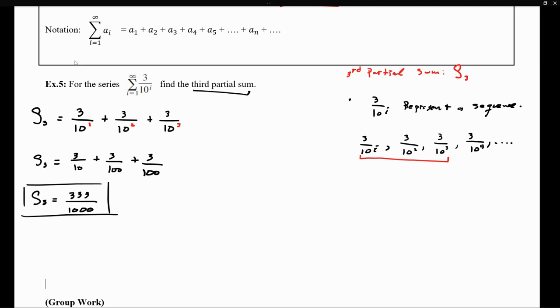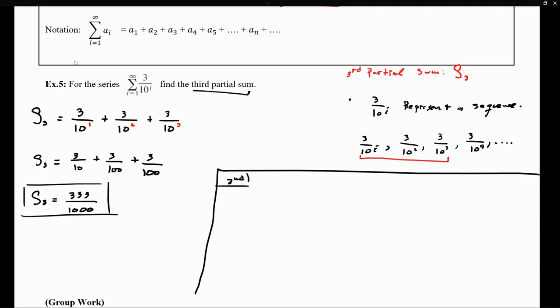Now, this is going to be our conclusion. Another way of seeing it is, given an infinite series, if we want to find the third partial sum, all we're doing is finding the sum from i equals 1 to 3 of the expression 3 over 10 to the i. This should give us the same result. I'm just going to do it a little bit fast here. And again, this is equivalent to 333 over 1000.